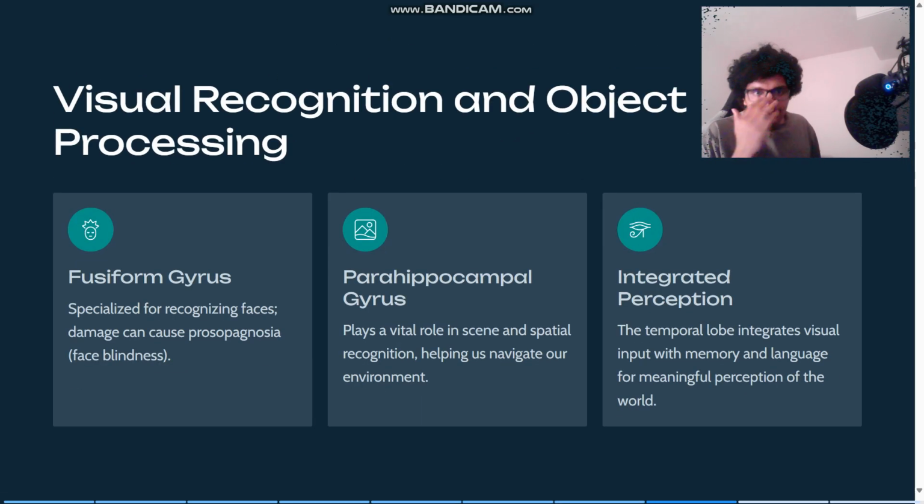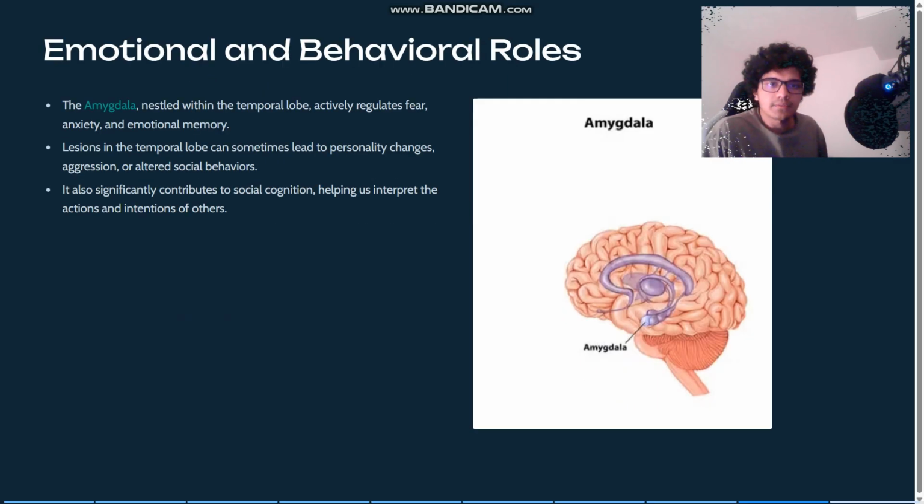Then you have other substructures which also play a massive role, like the fusiform gyrus, which is specialized for recognizing faces, the parahippocampal gyrus, which plays a vital role in scene and spatial recognition, and the integrated perception that the general temporal lobe plays a role in.